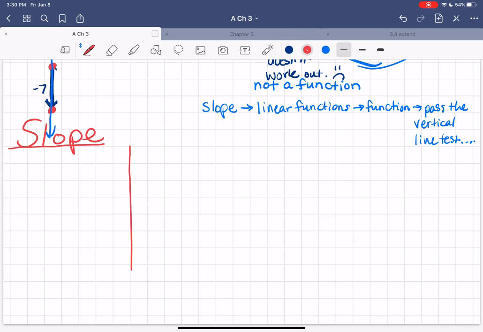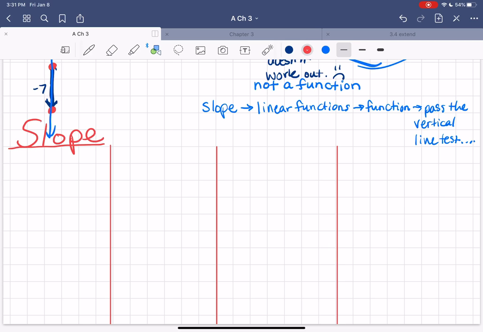Let's see if I can draw these equally. I think the answer is no. The answer is definitely no. That's a real bummer.